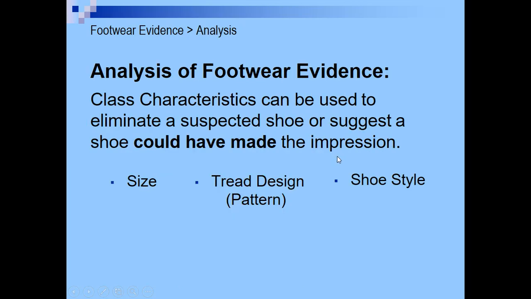That's kind of interesting. So let's talk real briefly about what are considered to be class characteristics and what are considered to be individual characteristics. If you remember, class characteristics are characteristics that can be used to narrow down the suspect pool to a smaller number of people, but are not specific enough or different enough to individualize to one person. So, for instance, a lot of people wear the same size shoe. So that may narrow it down to, let's say, 5 people out of 50.